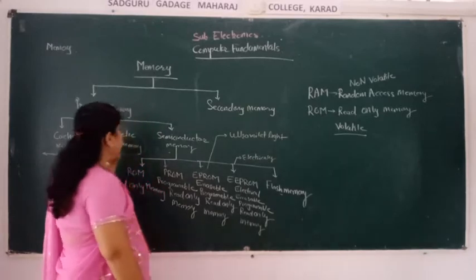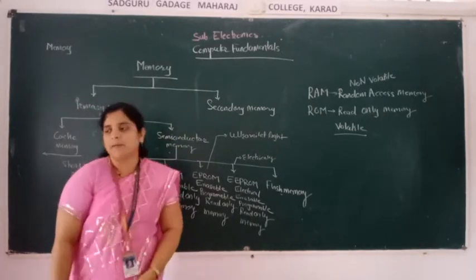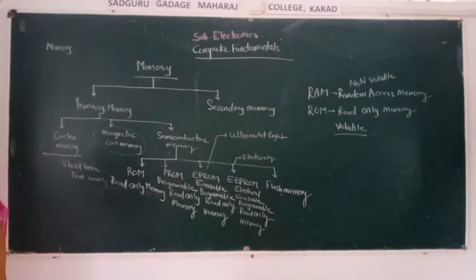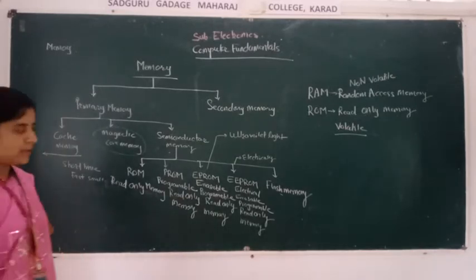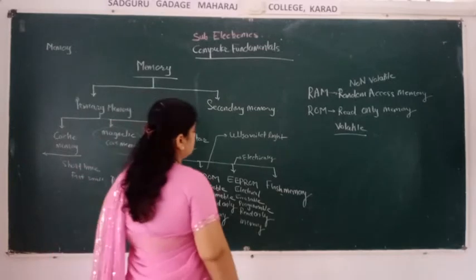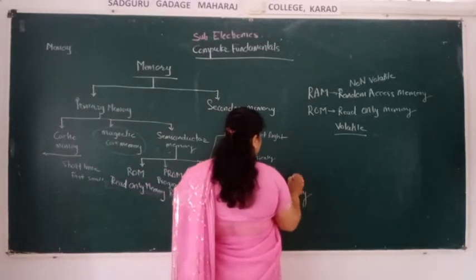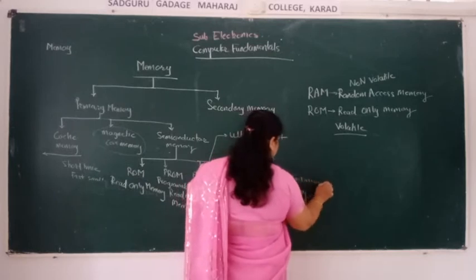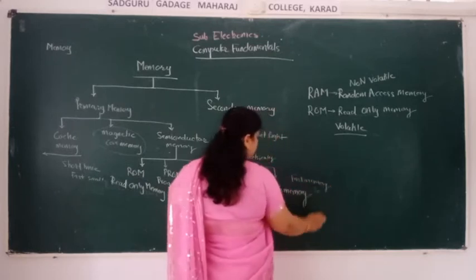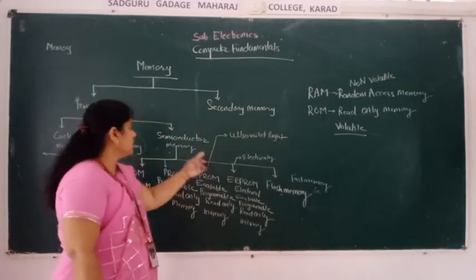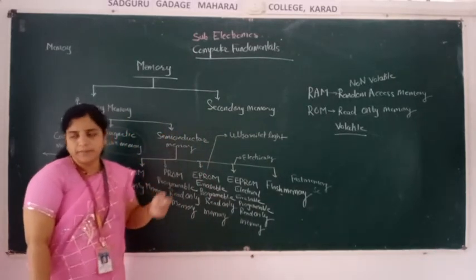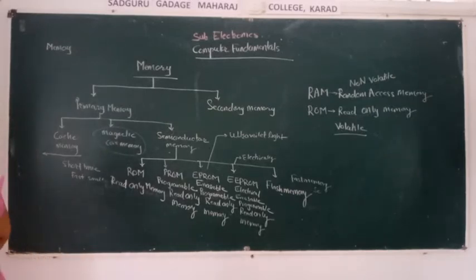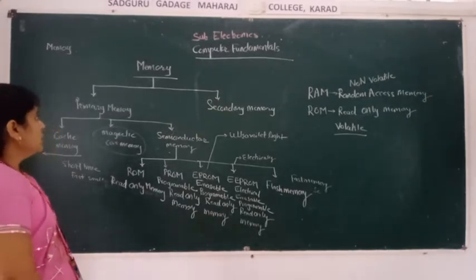The basic memories are the primary memory and the secondary memory. Cache memory is a fast semiconductor memory. Flash memory is also a fast memory, a semiconductor memory. All these are the types of semiconductor memories. Okay, so this is the chart of the memory.